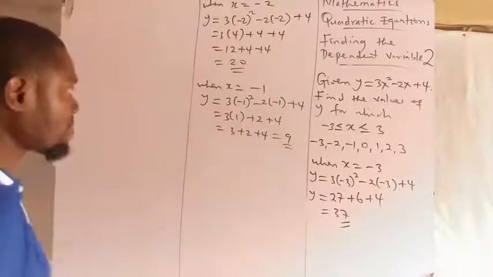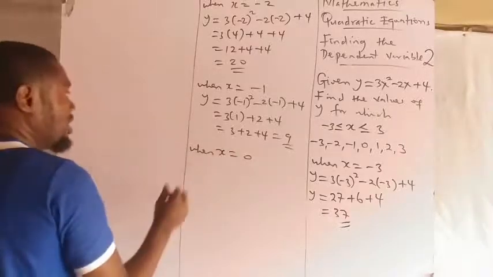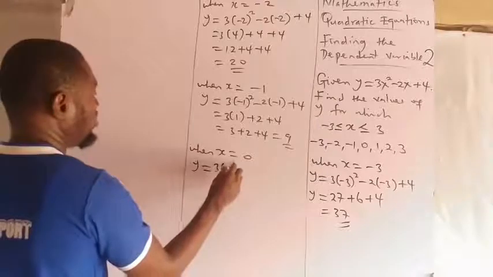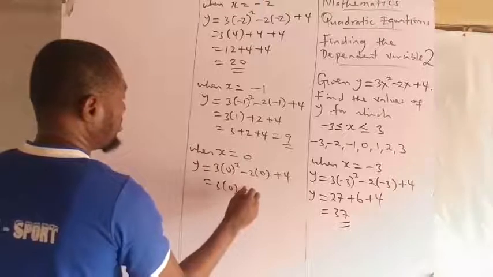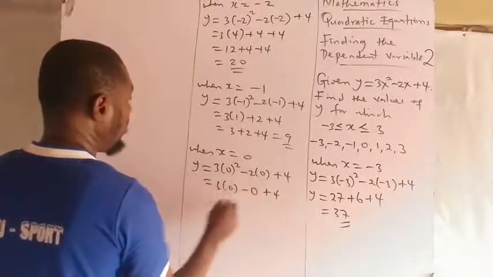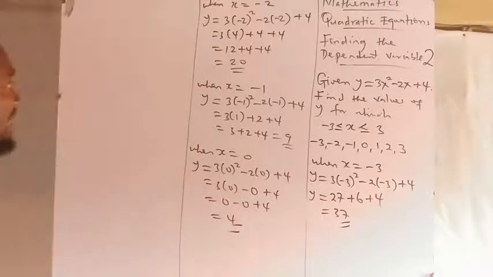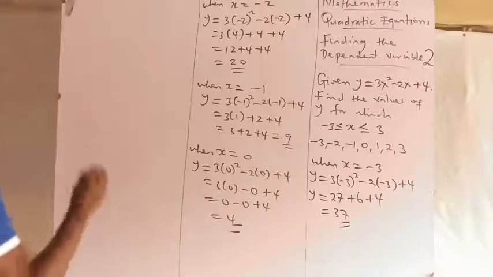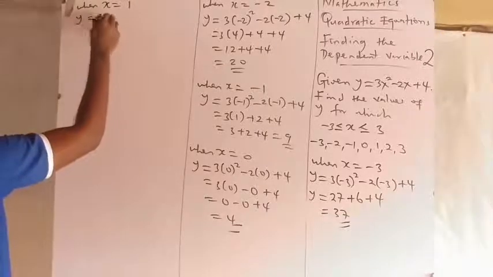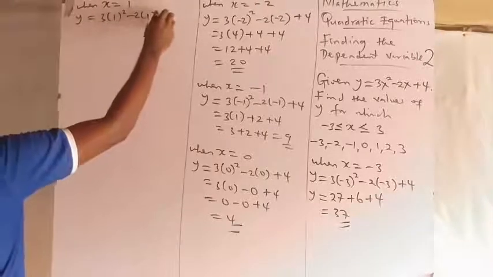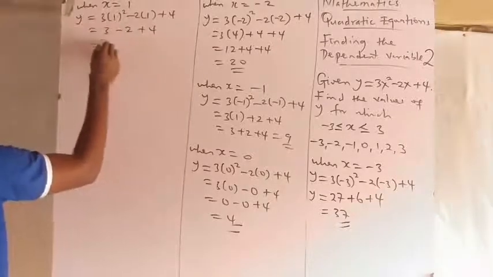Y is 9. When x is 0, what is y? Y will be equal to 3 into 0 squared minus 2 into 0 plus 4. That will be 3 times 0, 0, plus 4. This is 0 plus 4. Our answer is 4. Now when x is equal to 1, what is y? When x is equal to 1, your y will be equal to 3 into 1 squared minus 2 into 1 plus 4, and this will be 3 minus 2 plus 4. This will be 5.